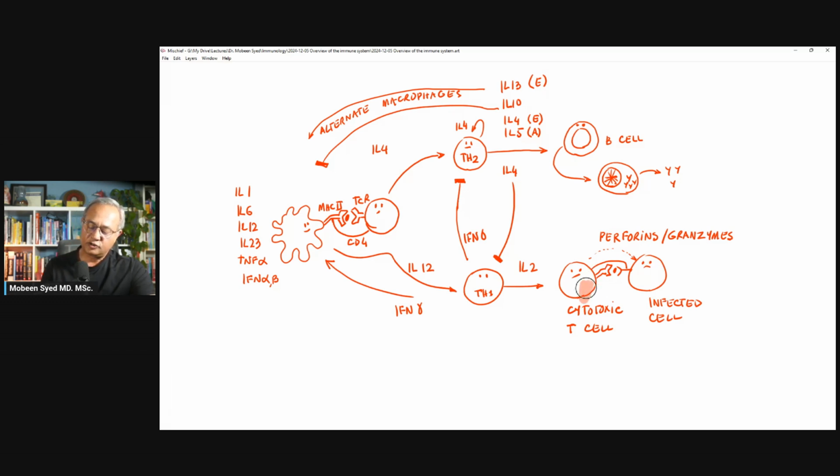Of course, these cytotoxic T cells release multiple cytokines as well that would then activate the neutrophils and other cells in the innate arm. I have also not discussed regulatory T cells. I have also not discussed how the class switching occurs in the B cells, but this is a general overview.